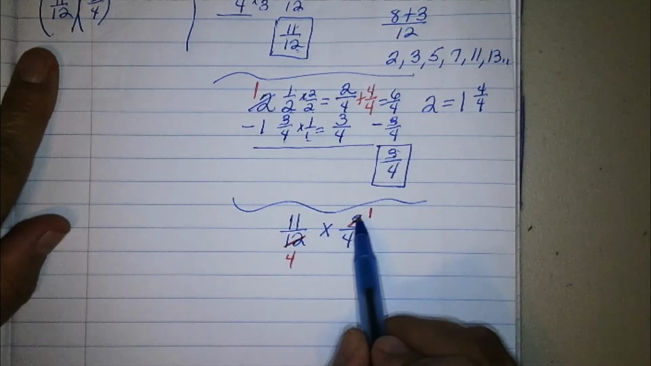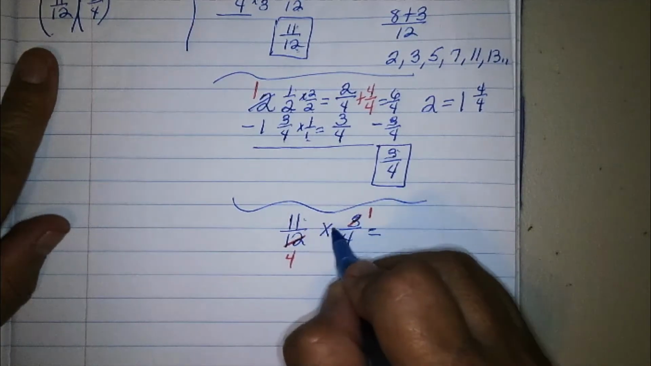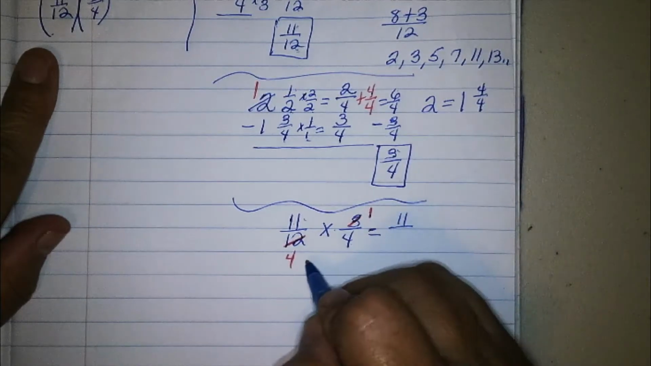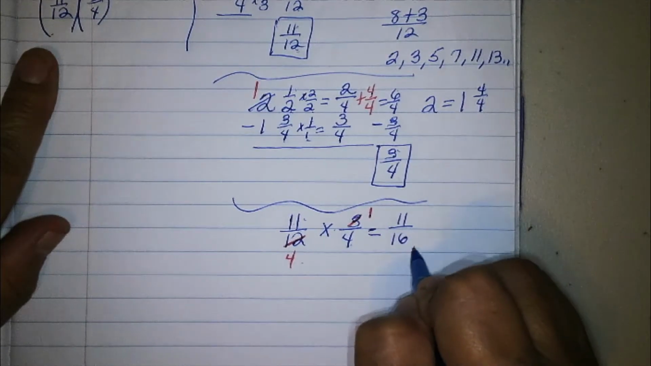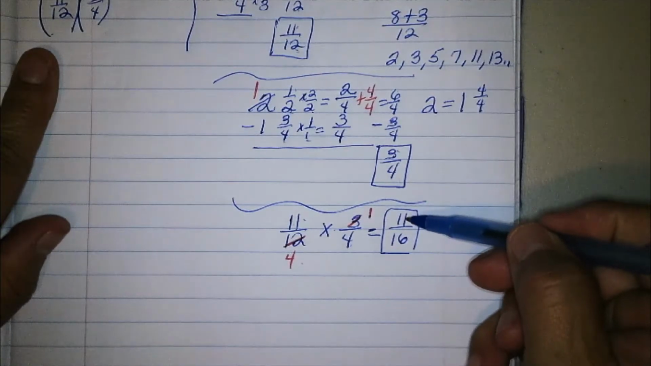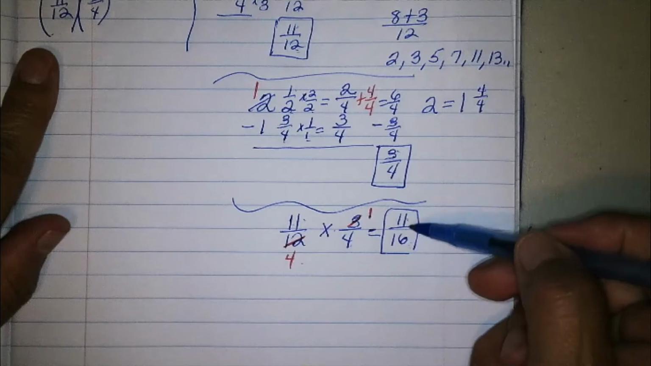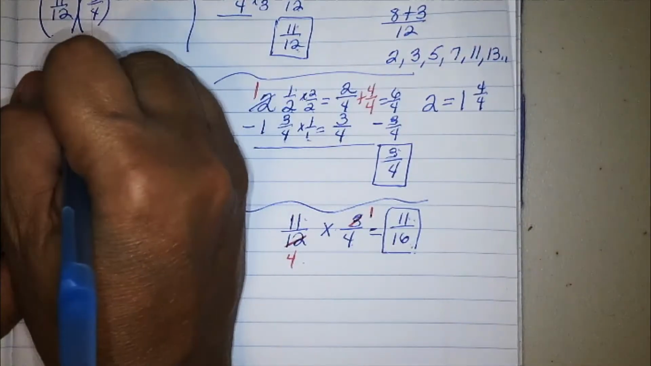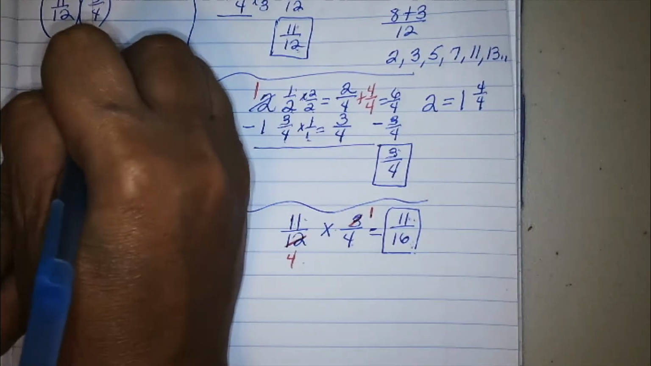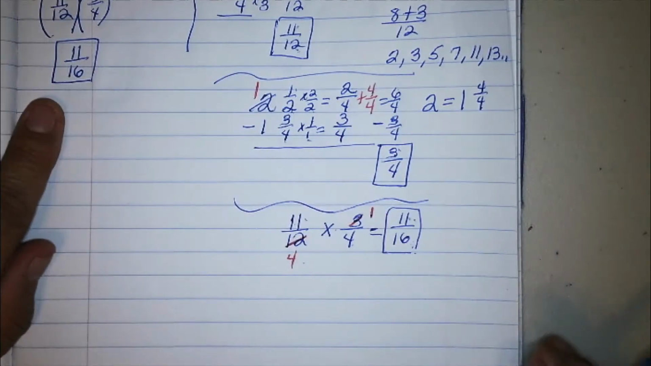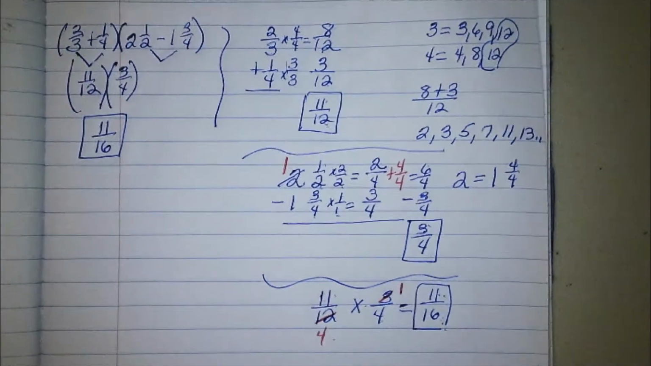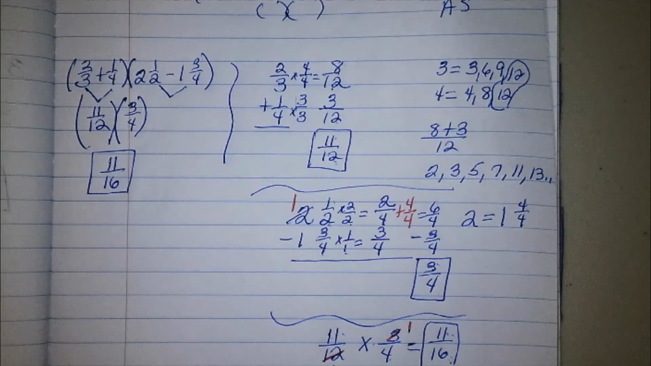4 does not go into 11, and so there's nothing to do there. So let's multiply across. 11 times 1 is 11. 4 times 4 is 16. 11 is a prime number. 11 and 16 do not share any common factors, and so we are done. So my final answer is 11 over 16.